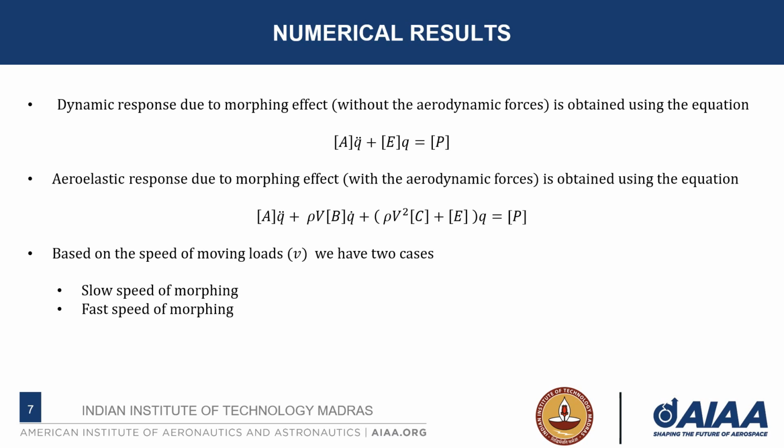Apart from these, on the basis of morphing speed, we have also classified into two cases. First one is the slow speed of morphing, where the moving loads are traversing lesser than the critical velocity. Second one is the fast speed, where the moving loads are traversing higher than the critical velocity.